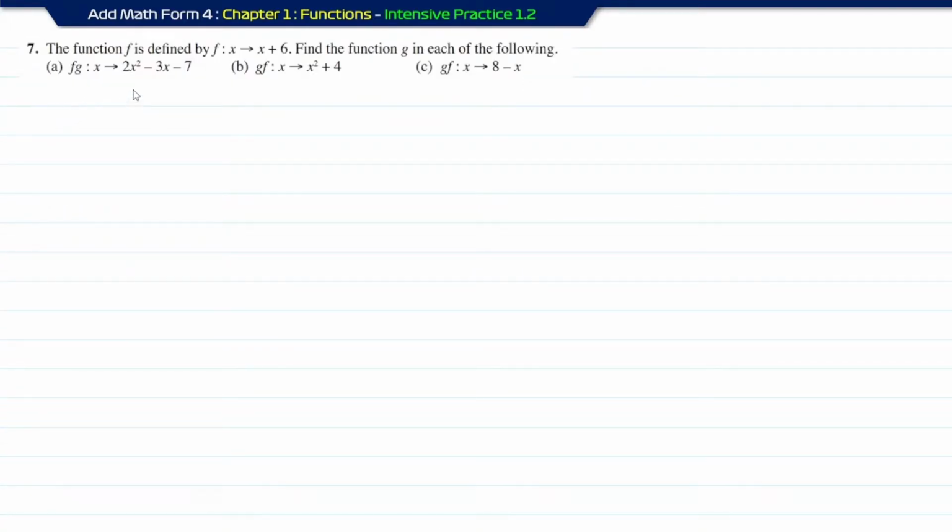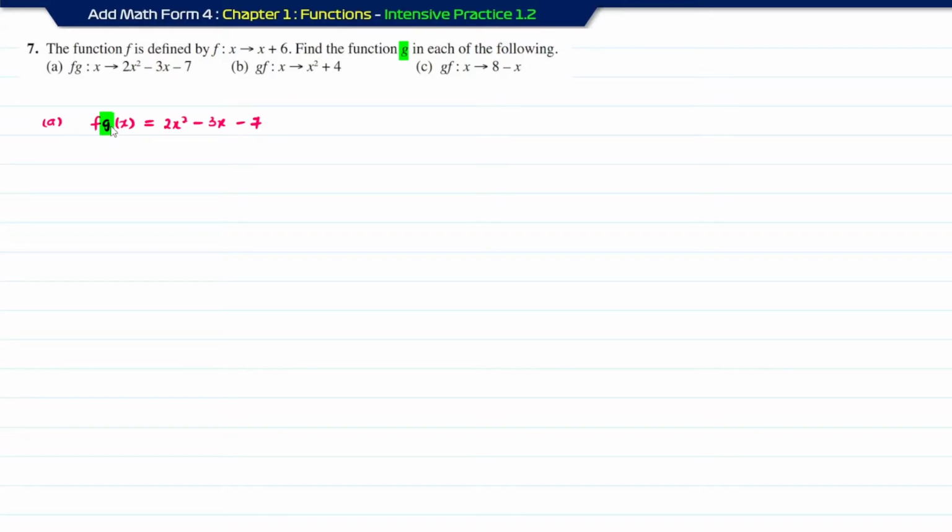Question 7. The function f is defined by f maps x to x plus 6. Find the function g in each of the following. Parts a, b, c are all composite functions of f and g, or gf. Function f has been given, so you need to find the function g. Let us start with question A. The composite function fg maps x to 2x squared minus 3x minus 7. If you look at the position of g in our composite function fg, it is the inner one.